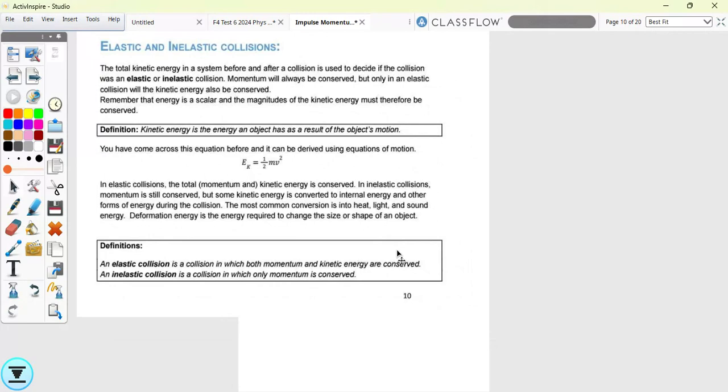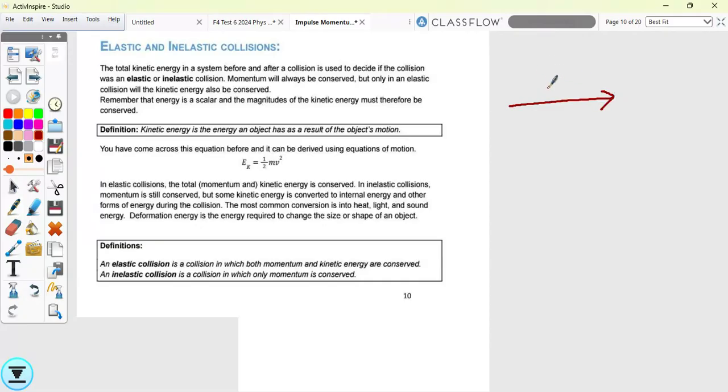In a collision, you're always going to first work out all the momentum stuff, and then you're going to work out the kinetic energy. But what you need to remember is that energy is a scalar. That is how they catch people again.